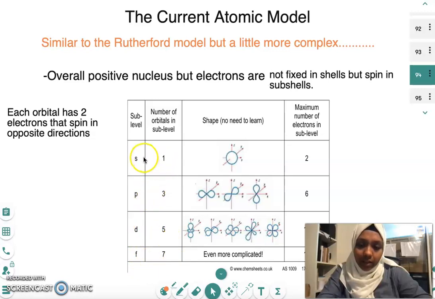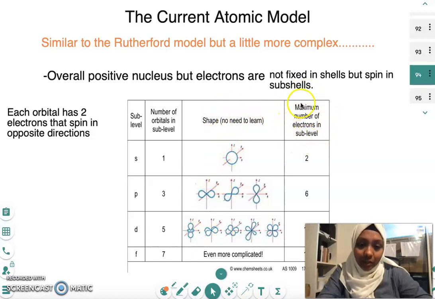orbitals. As you can see, as you go S, P, D, F, the number of orbitals increases by 2. And as I've written here, each orbital can have a maximum of 2 electrons. The shapes, if you're interested, are the shapes that the orbitals take. They're a bit funky, but thankfully we don't need to know that for our A-level exam.